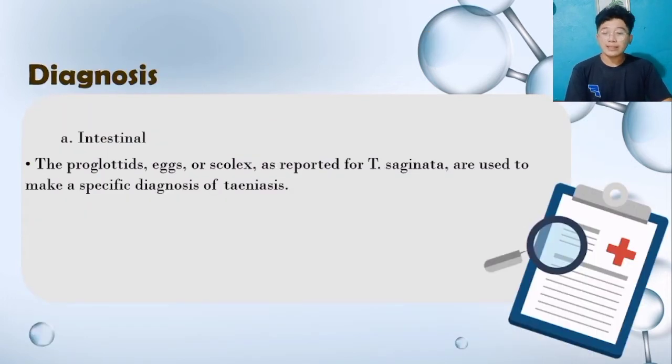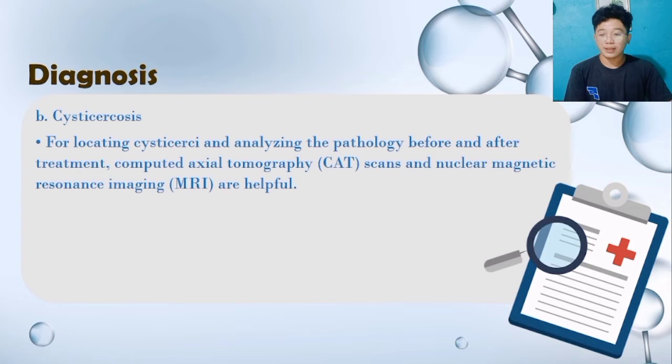Diagnosis. In intestinal infection, the proglottids, eggs, or scolex reported for T. saginata are used to make a specific diagnosis for taeniasis. In cysticercosis, for locating cysticerci and analyzing the pathology before and after treatment, computed axial tomography or CAT scans, and nuclear magnetic resonance imaging or MRI are helpful.